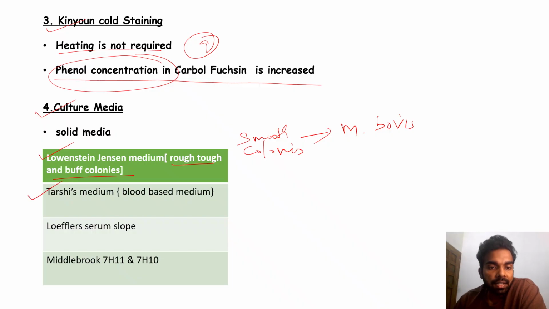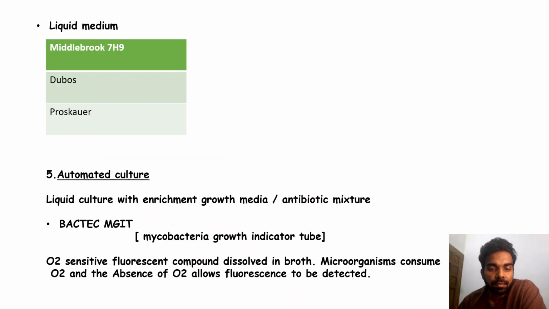And Tarshis medium, which is a blood-based medium. I think this was asked in NEET PG a long time back. Then Loeffler serum slope, Middlebrook 7H11 and 7H10. Liquid media include Middlebrook 7H9, Dubos, Proskauer Beck medium. And one other thing is automated cultures.